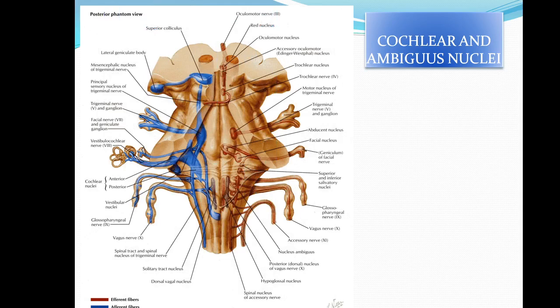That is the cochlear and ambiguus nuclei. Here we can see the dorsal and ventral cochlear nuclei present in the floor of the fourth ventricle.